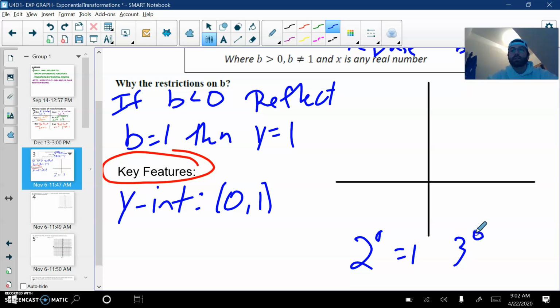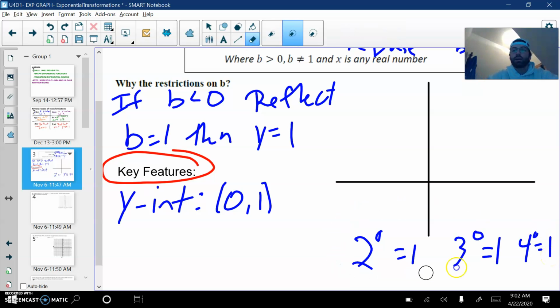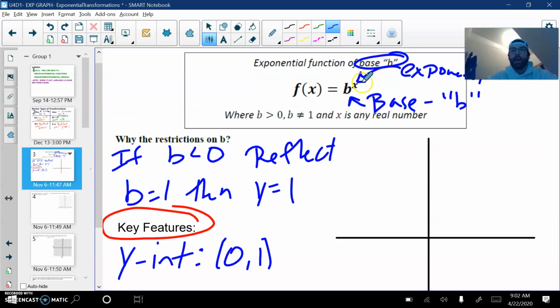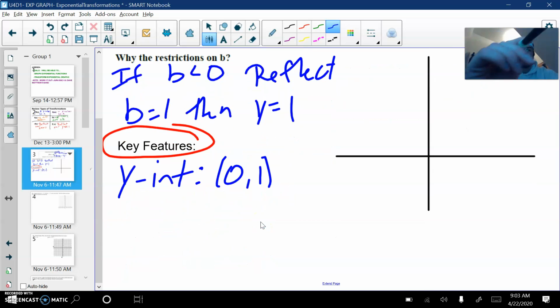If I do 3 to the 0, that's going to be 1. If I did 4 to the 0, that's going to be 1. So the reason is because anything to the 0 power is 1. No matter what our base is, anything to the 0 power. So when x is 0, no matter what, I'm going to get an answer of 1. My output will be 1. If my input is 0, my output is 1.